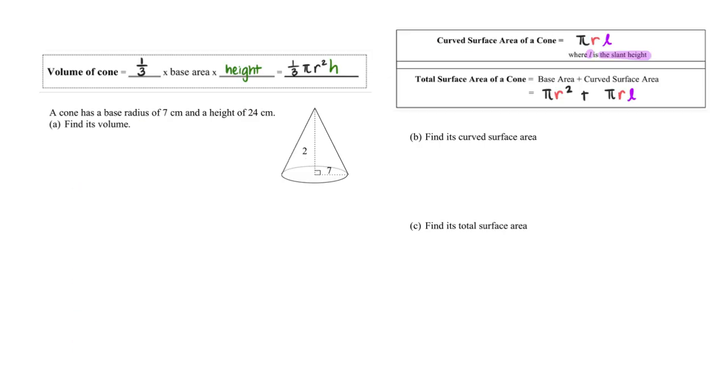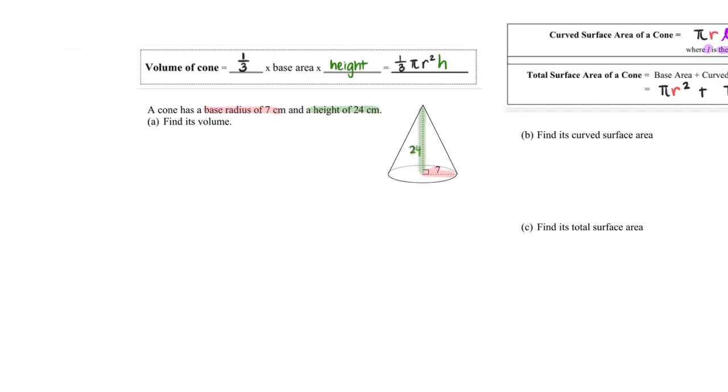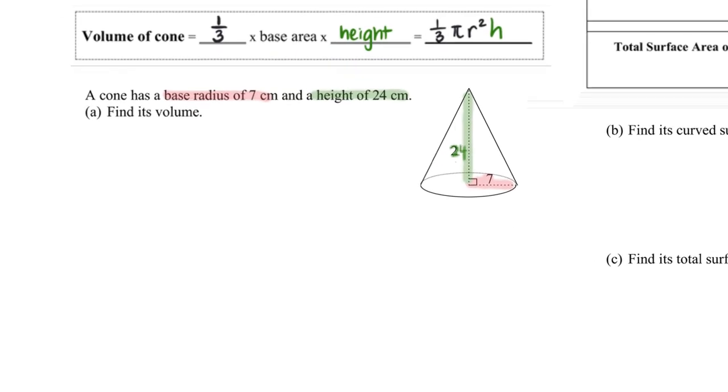Everyone, welcome to this video where we are given this cone. And the cone has a radius of 7 cm, height 24. Okay, find the volume, which is pretty straightforward, isn't it? Let's focus on this part A first, okay?